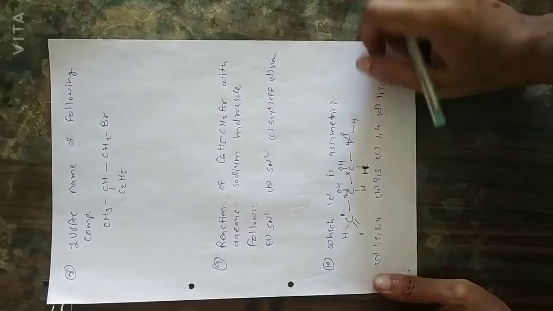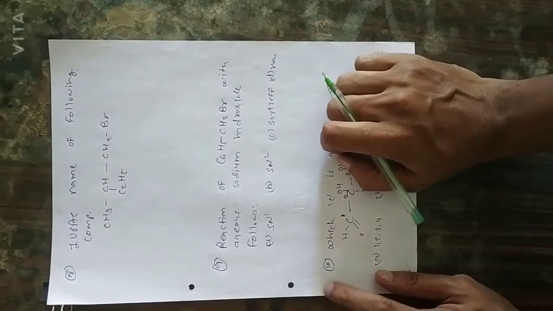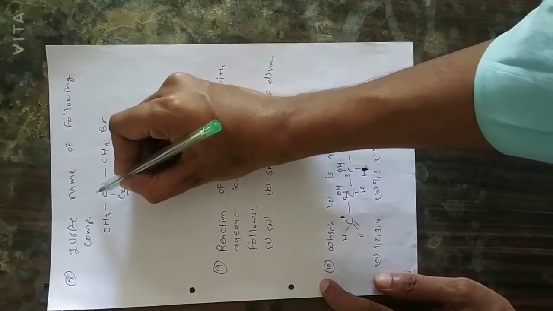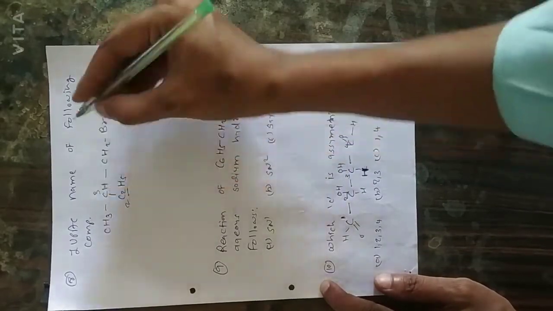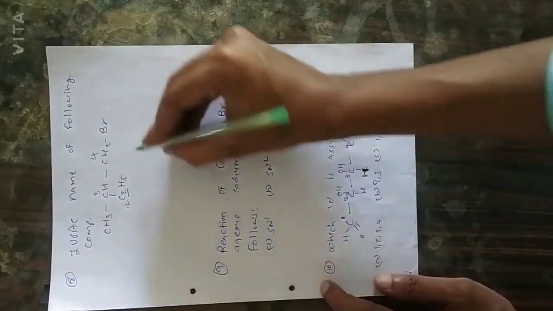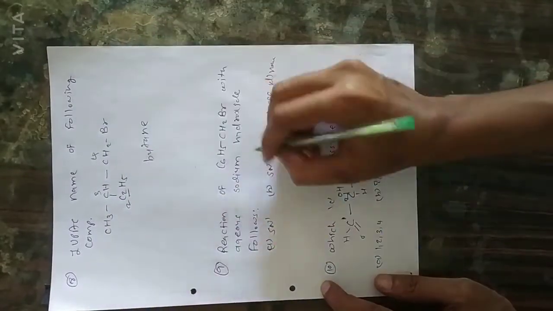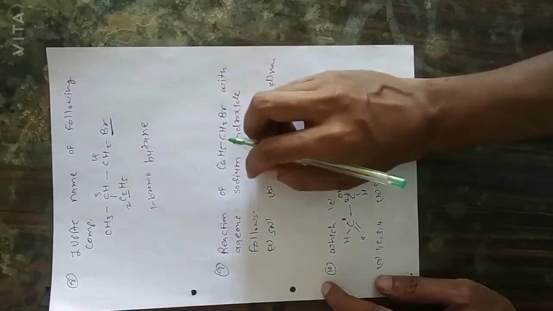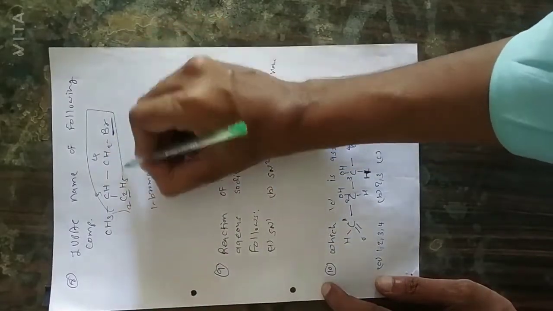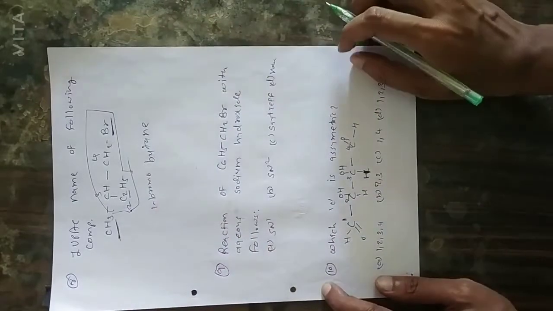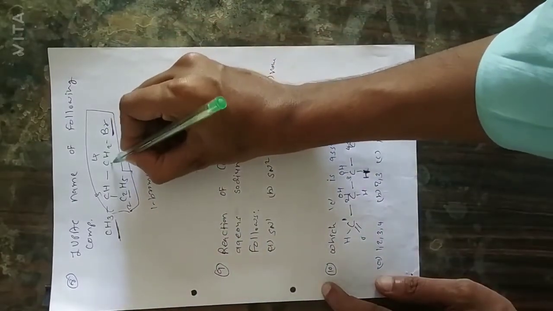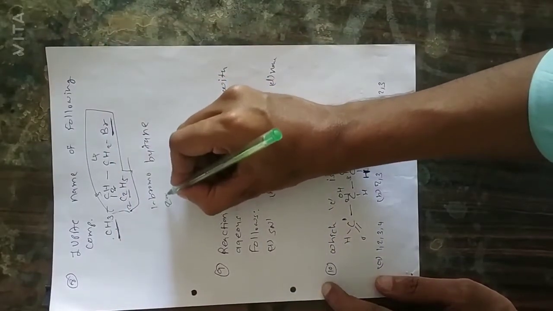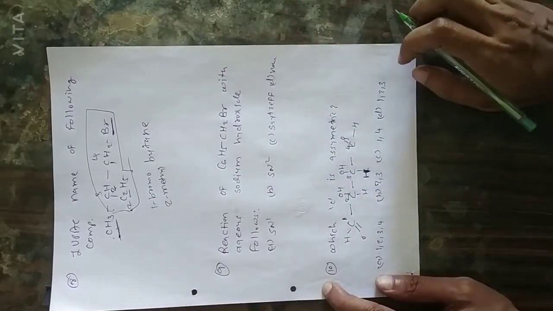The next one: IUPAC name of the following compound. A compound is given to you. Now here you can see in the compound 2, 3, 4, total 4 carbons are there. So it is butane. Bromine is attached to that, means 1-bromobutane. On that you can say this is our principal chain. This is a methyl group, 1 number, second number. On second number a methyl group is there. So 1-bromo-2-methylbutane. That is our IUPAC name.